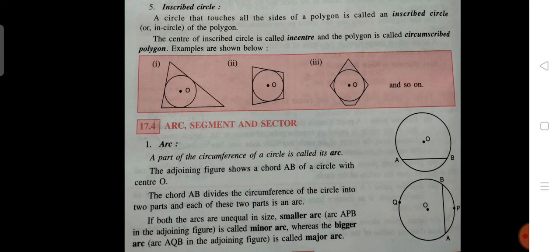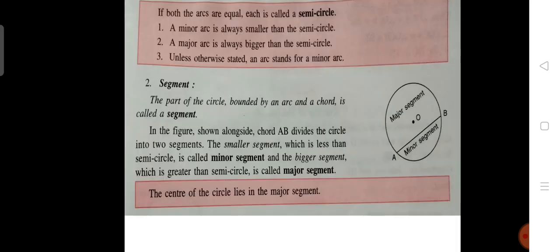So this is the arc. So what is an arc? When a chord divides a circle into two, each of the two parts is called an arc. The bigger part is the major arc and the small part is the minor arc. And if both the arcs are equal, it is a semicircle.